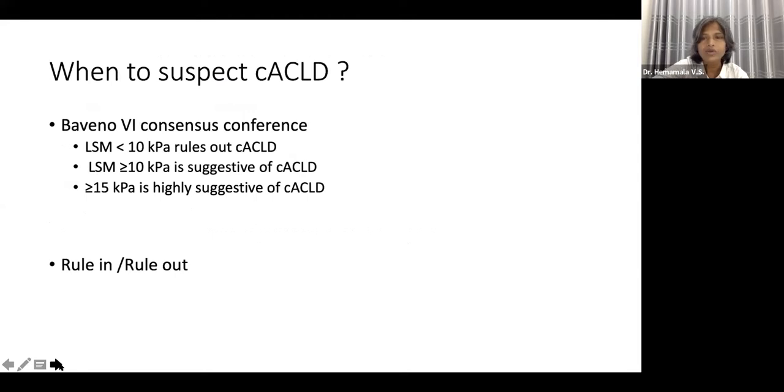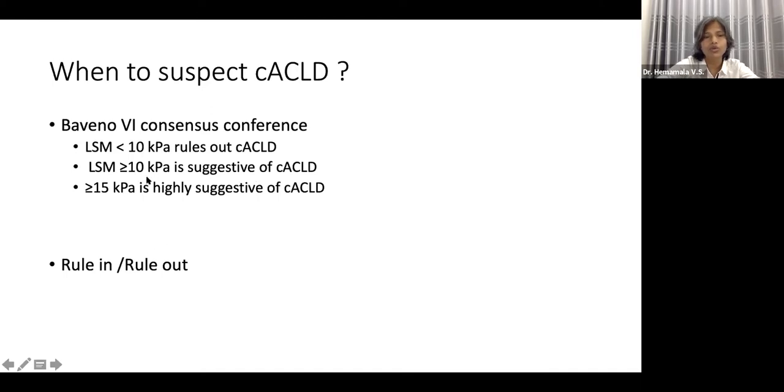And when you use this liver stiffness machine, when to suspect the compensated disease? The Baveno 6, published in 2015, has given clear guidelines. There is always this rule in and rule out. It is a spectrum, not one single value. If the liver stiffness value is less than 10, that rules out advanced liver disease. Whereas if it is more than 10, it is suggestive. More than 15 is highly suggestive.